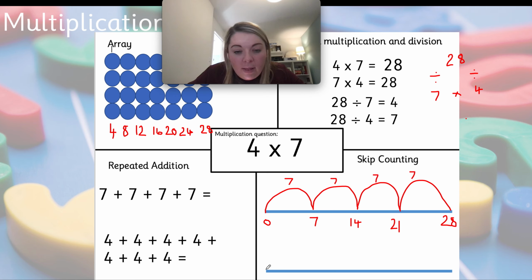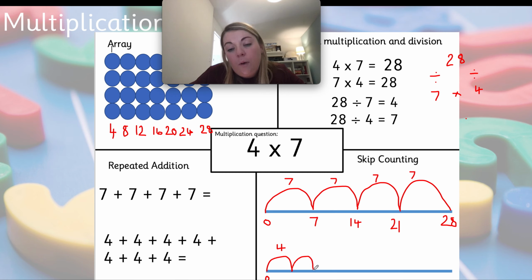On my bottom line, what I could do is I could start with my 0 and I could add on 4 each time. So I need 7 of those all together. So 4, once, twice, 3 times, 4 times, 5 times, 6 times, 7 times.